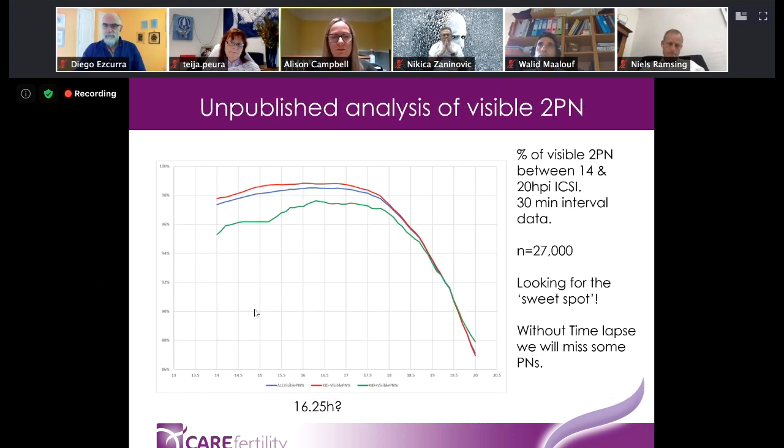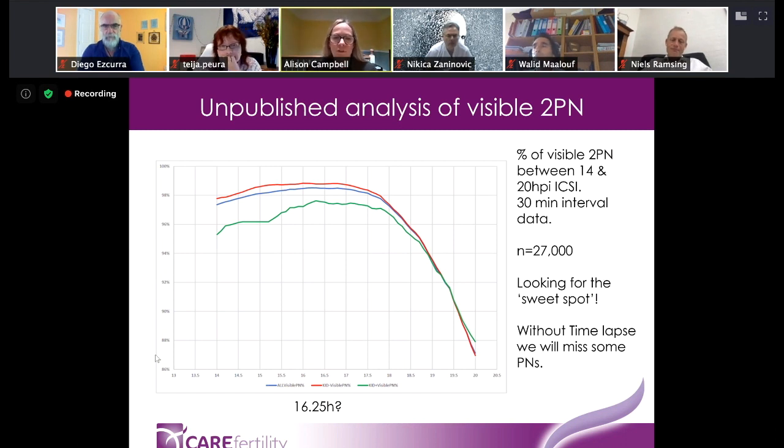Now, this is quite a new chart. I've never shown this before. I don't think I've even shown it to my colleagues, but I'll share it with you guys. We've done a recent analysis of 27,000 two pronucleates. And we wanted to see the percentage of visible 2PNs between 14 and 20 hours. And this is plotted at 30-minute intervals.